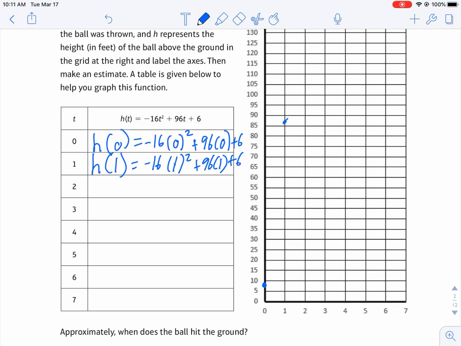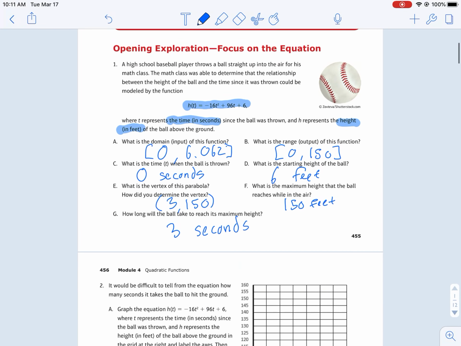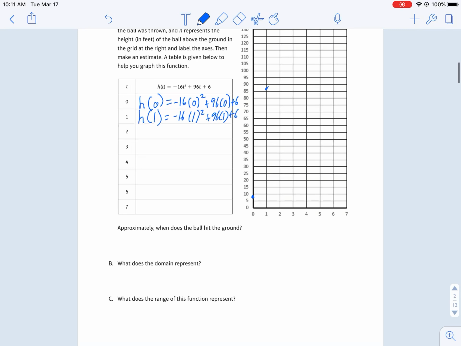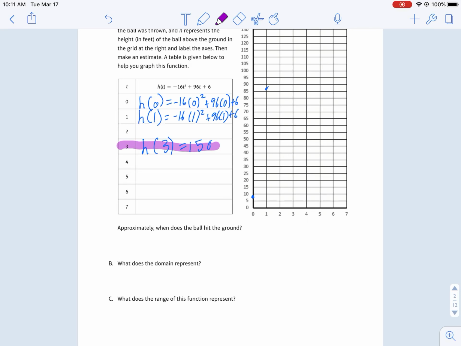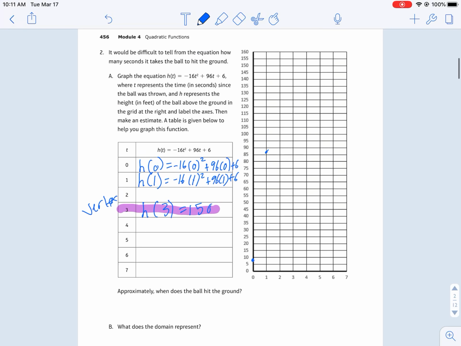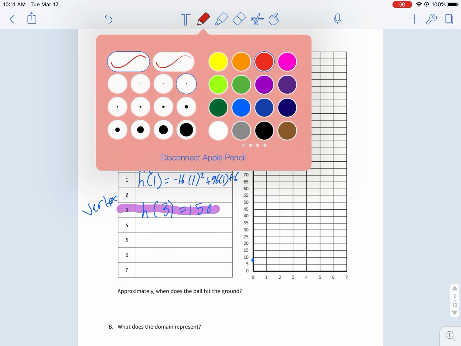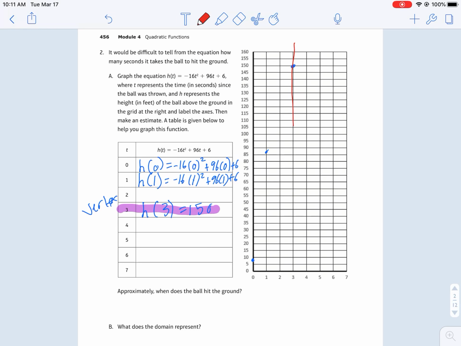I can do it for 2, 3, 4, 5, 6, and 7. I know that at 3 seconds, it was 150 feet. So I know h of 3 is 150, and that's also going to be my vertex. So 3 seconds, 150 feet. It's going to be right here. And since that's also my vertex, I know that my line of symmetry goes through it. Try to center that as much as possible.